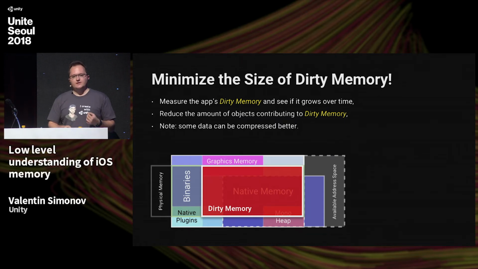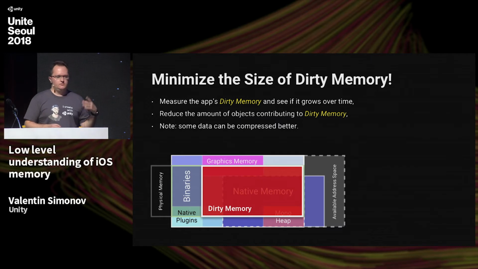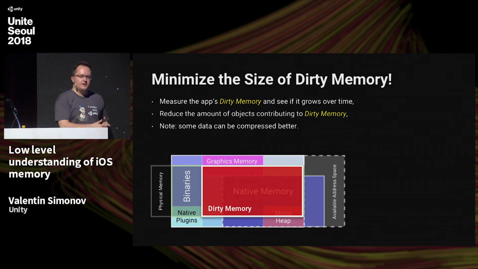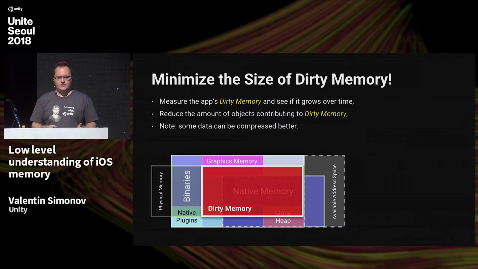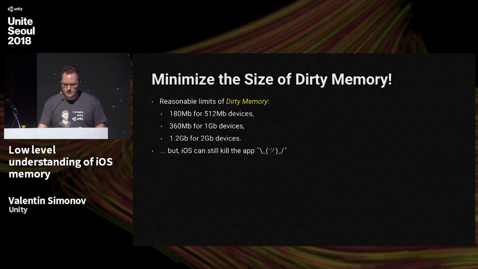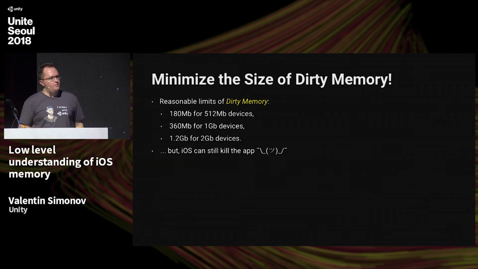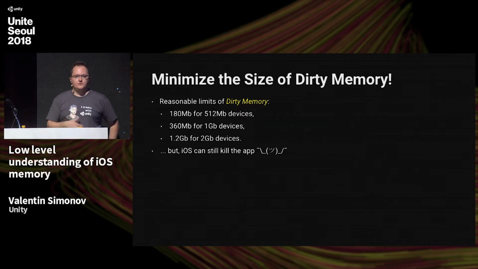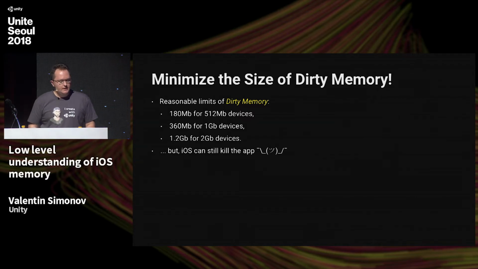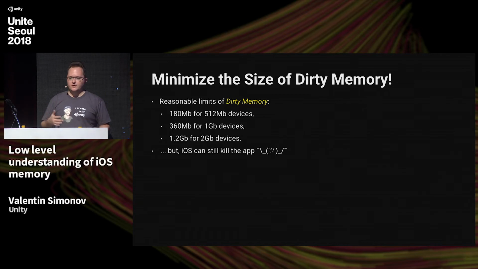Another interesting point here is that some of the dirty memory can be compressed, as we already discussed, and some data can compress better, some data can compress worse. So we cannot really know this in advance. There are reasonable memory limits we've seen in the wild. But even if you use less dirty memory, your application can still get terminated by the operating system. But if you go beyond these limits, your chance of being evicted from the device is much, much larger.